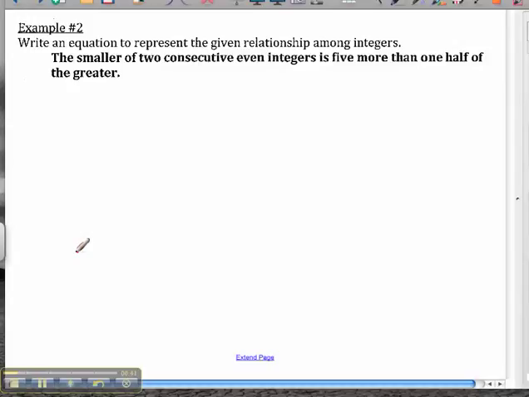Okay, well, let's break it down. It says the smaller of two consecutive integers. Can I let that be the first one and this be the second one? N and n plus 1. So which one's smaller, Ian? N. It says the smaller of two consecutive integers is. All right, so that's the smaller is.